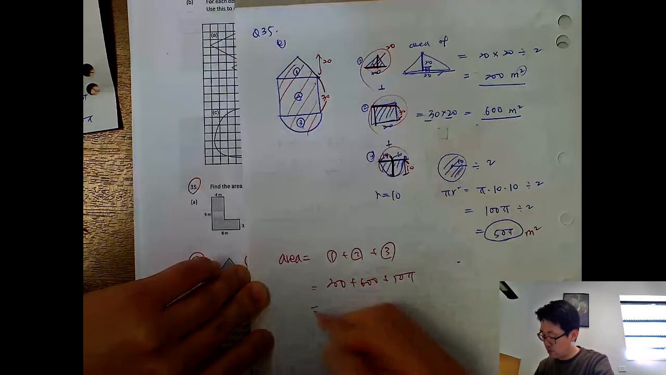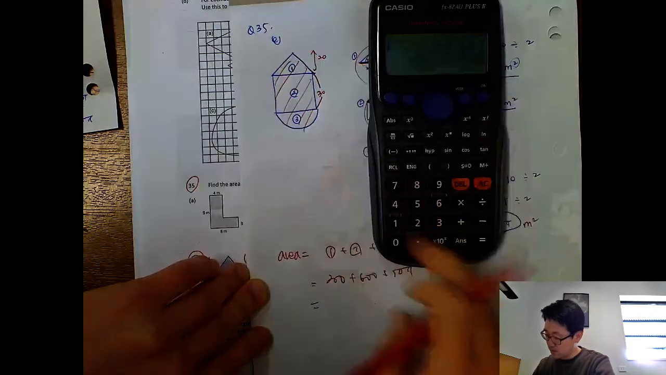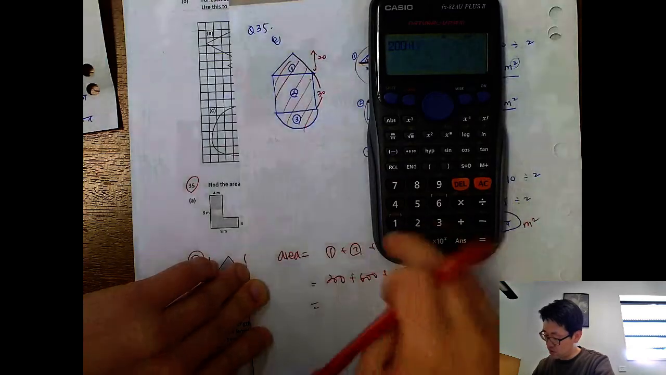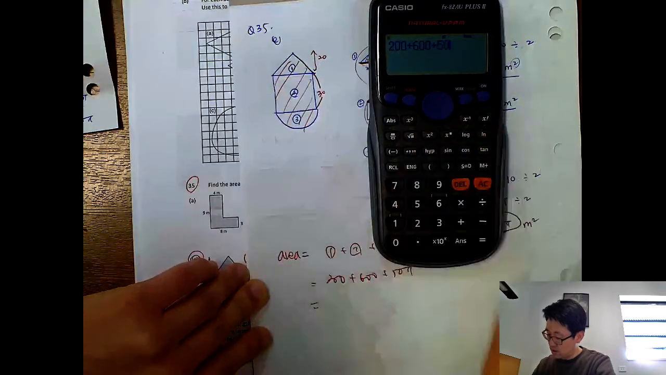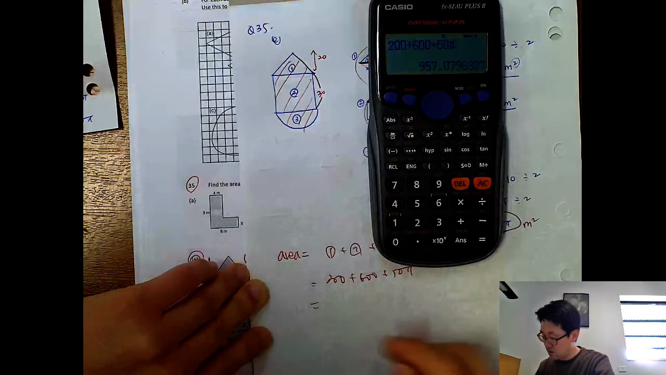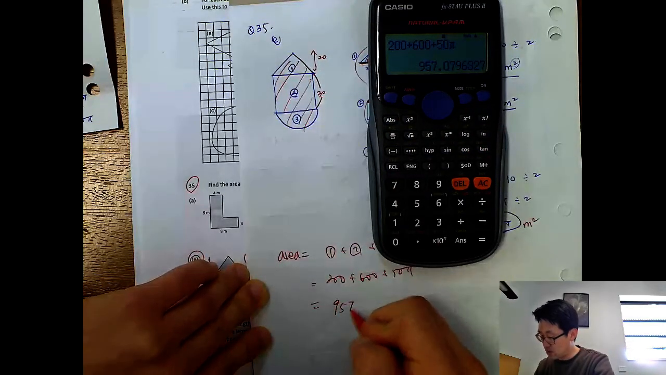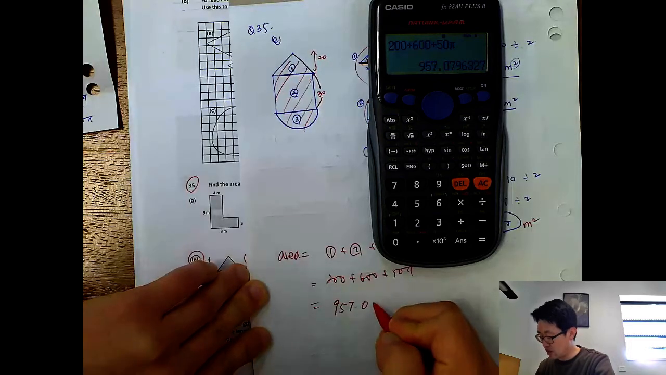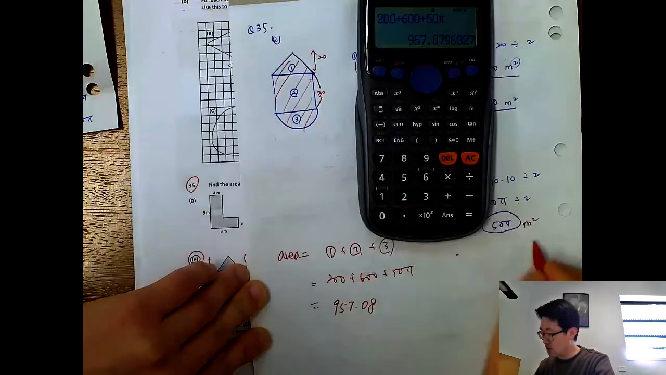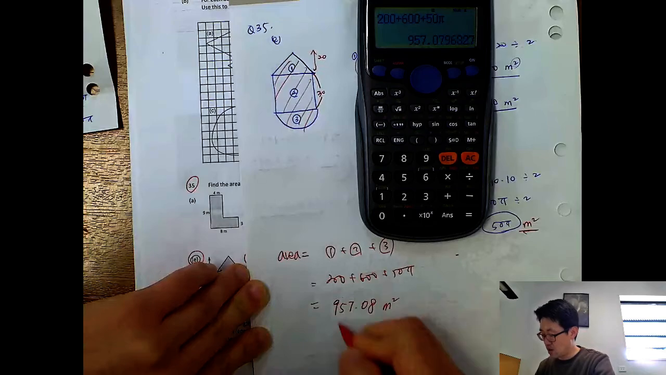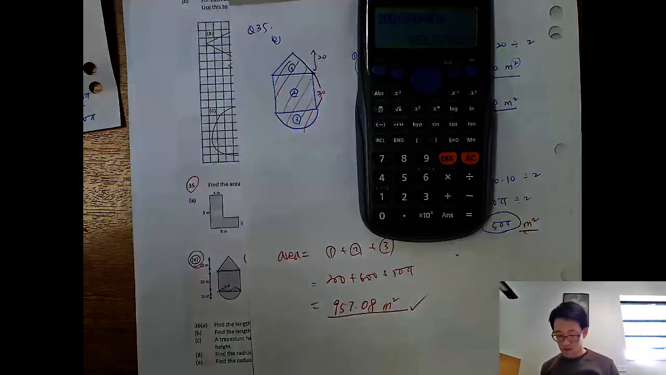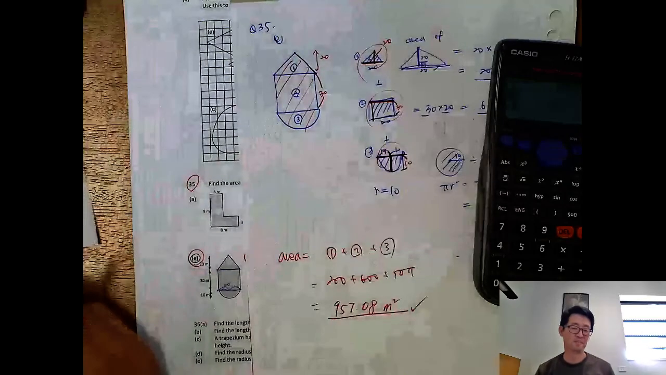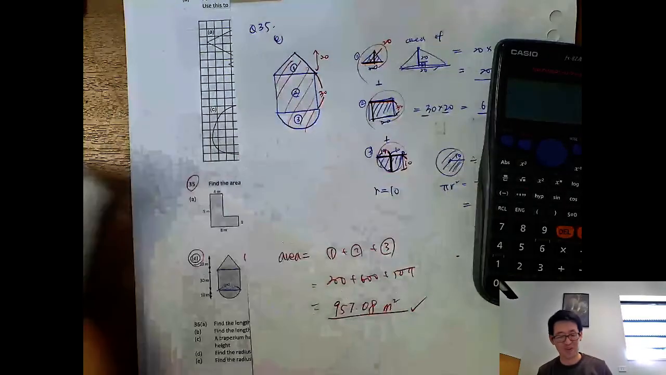Don't forget that. So use the calculator: 200 plus 600 plus 50 times pi. I get 957.0796, so 8. Unit, don't forget, square meters. Excellent. Is that correct? Yes. Well done, Charlie. Okay, move on.